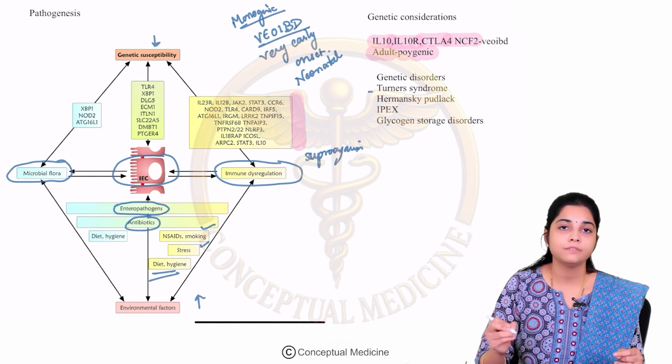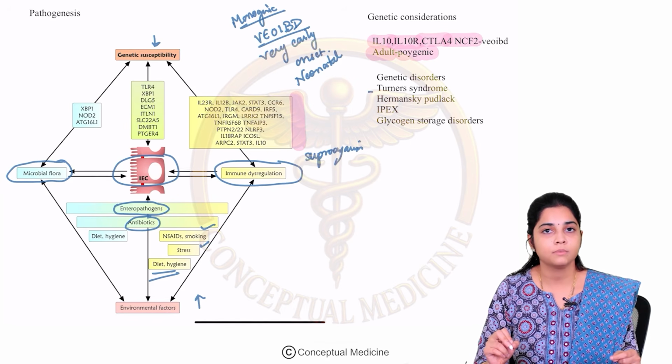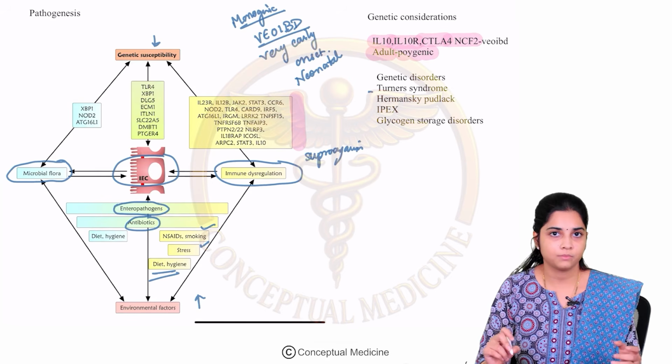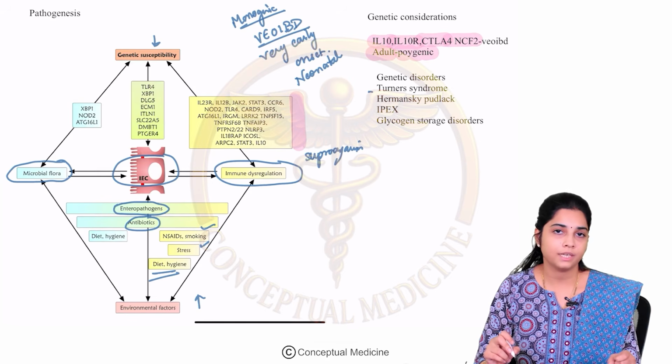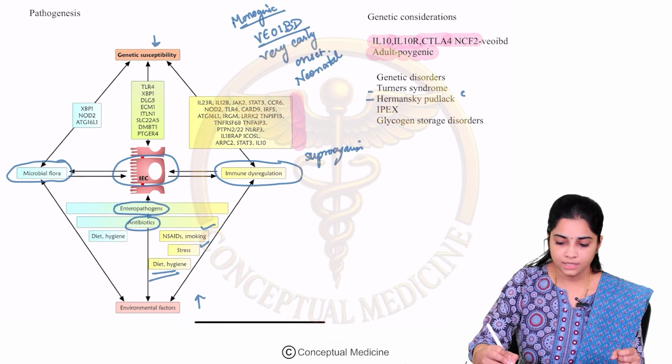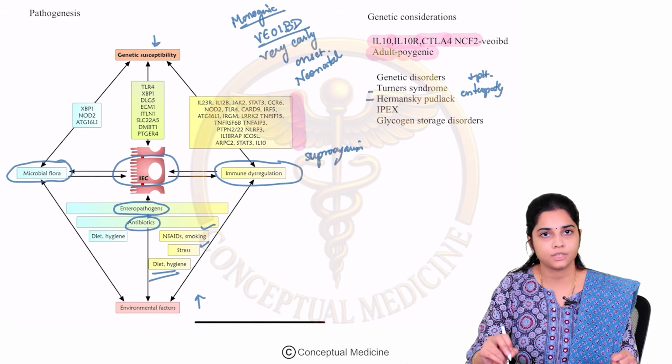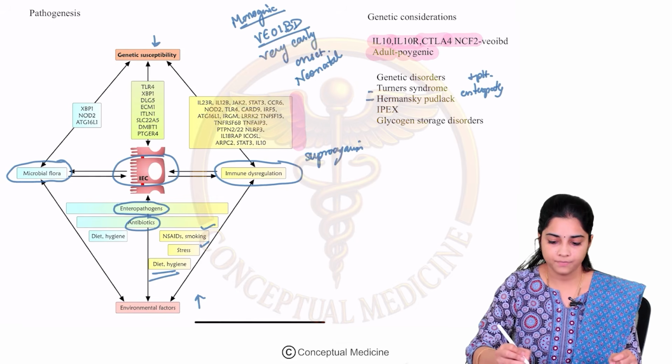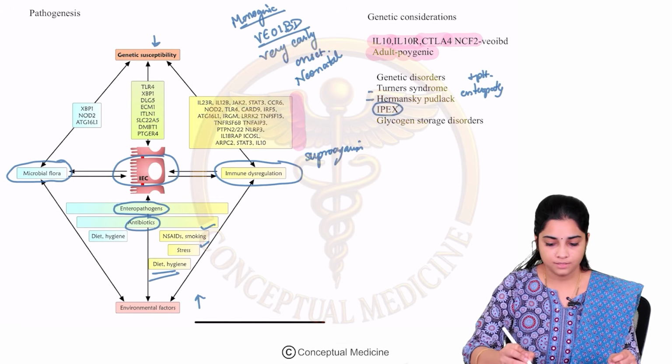So, first one we have Turner syndrome. Turner syndrome is basically an XO chromosome. There is a loss of one X chromosome. Then Hermansky-Pudlak syndrome. So, this is basically enteropathy with platelet dysfunction. So, there is a qualitative platelet dysfunction in Hermansky-Pudlak syndrome. Then we have IPEX syndrome.